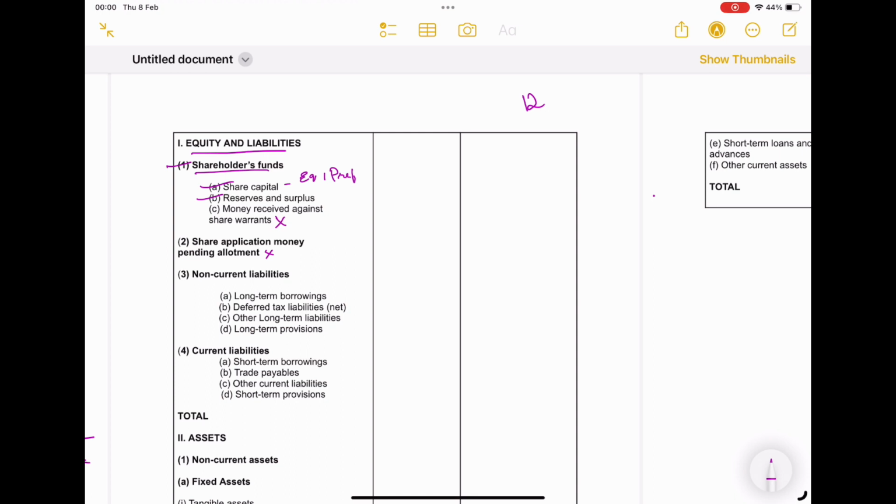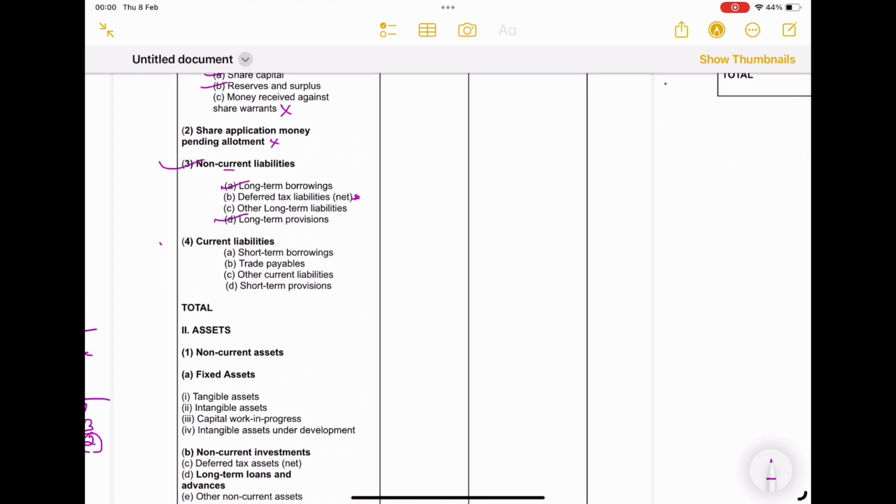Next, non-current liabilities. Non-current liabilities means nothing but long-term borrowings, and deferred tax liabilities, which sometimes they might give, sometimes they may not. Other long-term liabilities and long-term provisions. Next, current liabilities, very much important. Current liabilities mean short-term borrowings, and trade payables, nothing but sundry creditors information. Other current liabilities and short-term provisions.